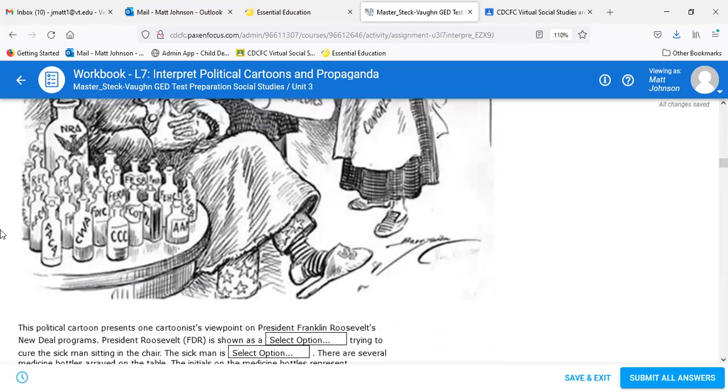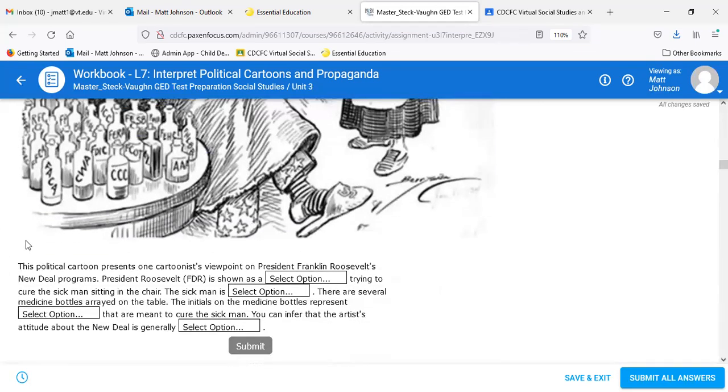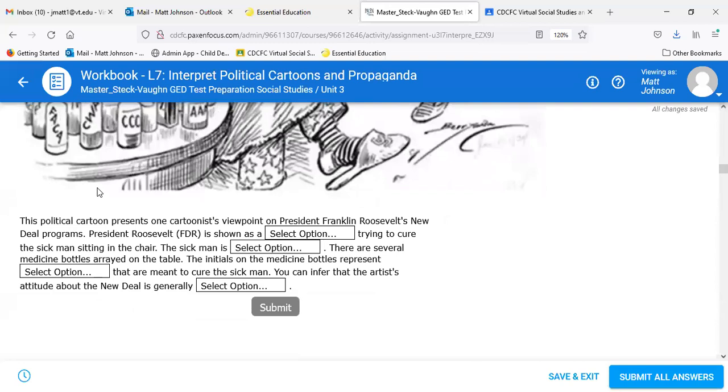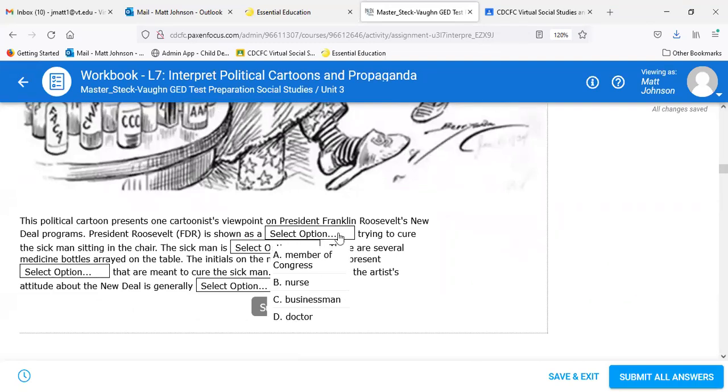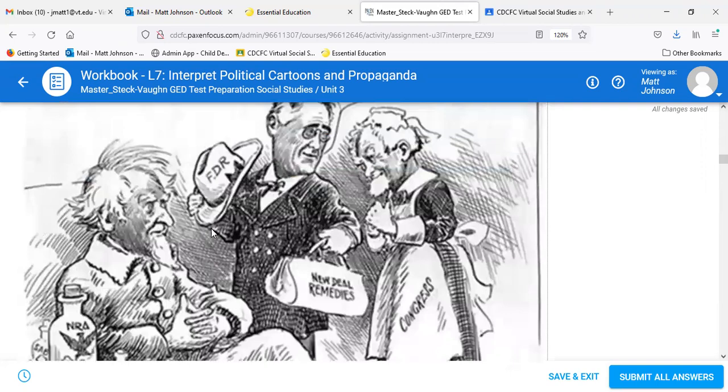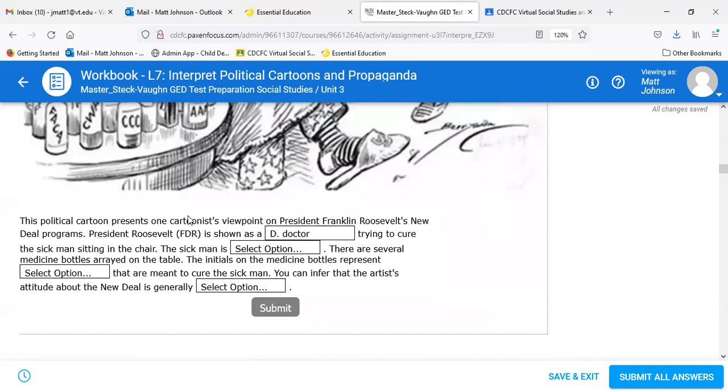Okay, so let's read through here. It says this political cartoon presents one cartoonist's viewpoint on President Roosevelt's New Deal programs. President Roosevelt, FDR, is shown as blank. How is he depicted? As a member of Congress, a nurse, a businessman, or a doctor? A doctor? Yep, he's got his little bag there, right? So he's the doctor, the doctor trying to cure the sick man sitting in the chair.